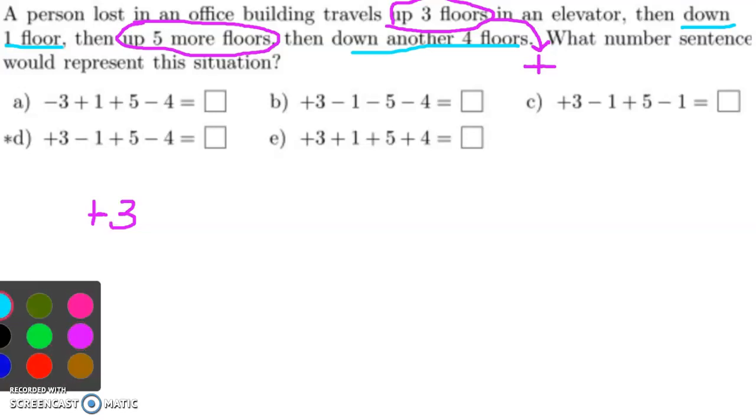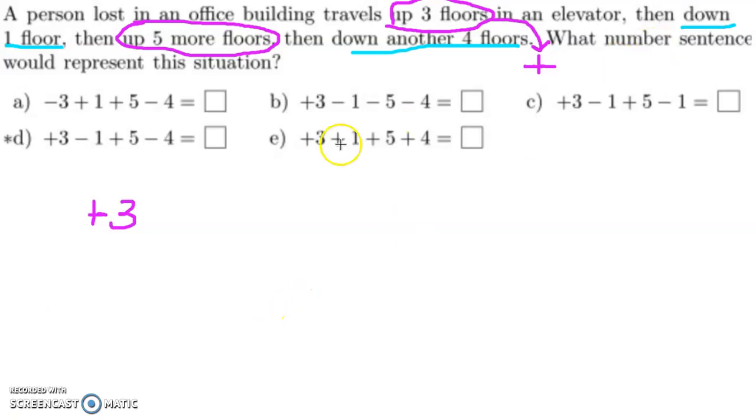Next step, we're going to look at going down 1 floor. When I go down a floor, that would mean I would be subtracting a floor from where I was at. So that is why it is a negative number. Now my next statement says up 5 more floors. If I'm going up, that is a positive statement. I'm going back up 5 floors.